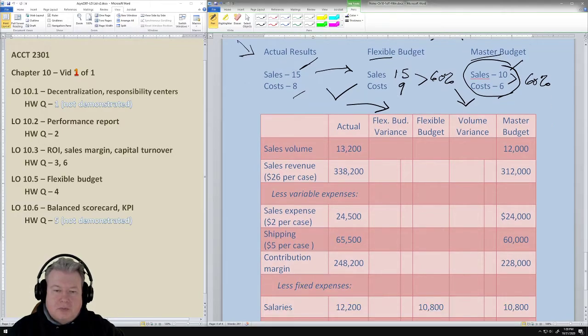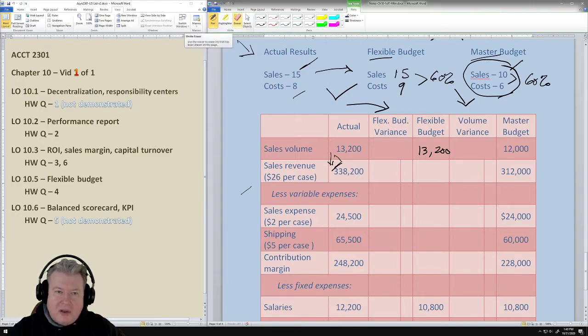Okay. Now I realize that the problem in the text and the homework will give you a bunch of these numbers in the flexible budget, but I want to talk it through so that you understand where they come from first. So just like I said, the master budget is 12,000 items. The actual sales volume was 13,200. So our flexible budget has to be scaled up to 13,200. You notice that we have this number here, $26 per case. Well, that's not the relationship between these two. That's not how these are calculated.